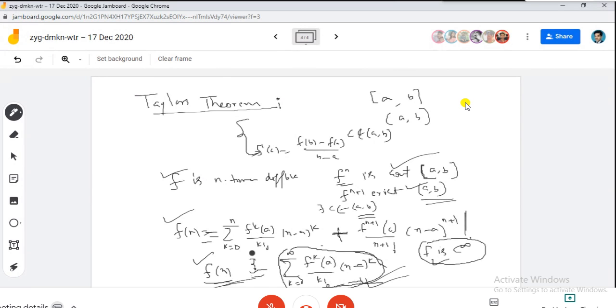Now the question is whether this infinite power series converges to your function or not. If it converges to the function f(x) in the neighborhood of the point A, in that neighborhood we say that your function f is analytic. So we say that f is analytic in the neighborhood of the point A.